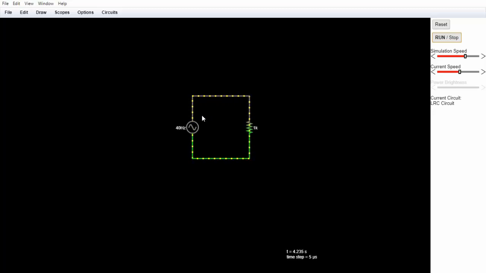Okay, so as you can see, electrons are moving forwards and backwards, forwards and backwards. Basically, this is AC, or alternating current. Alternating current is one type of electricity. Electricity is the push or pull of electrons.